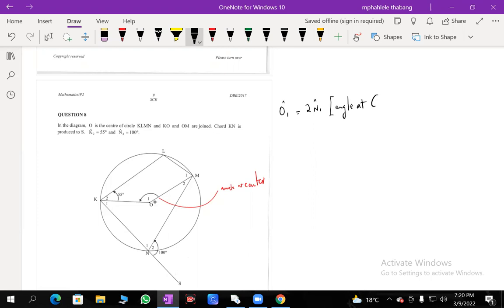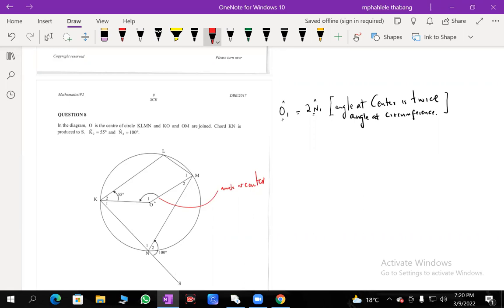Angle at the center is twice angle at the circumference. So it makes sense why I'm saying angle O1 is twice angle N1. And another thing that learners overlook when you apply this theorem, angle at the center is twice angle at the circumference, you need to be very careful.